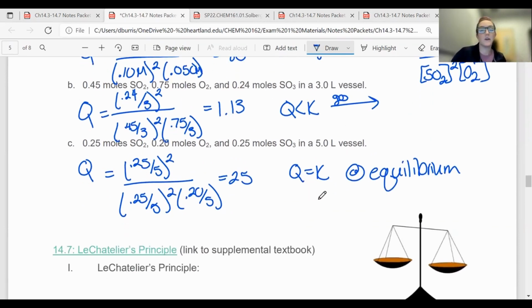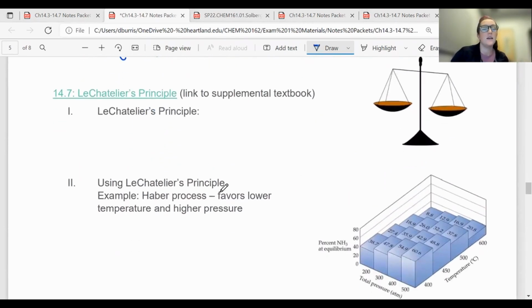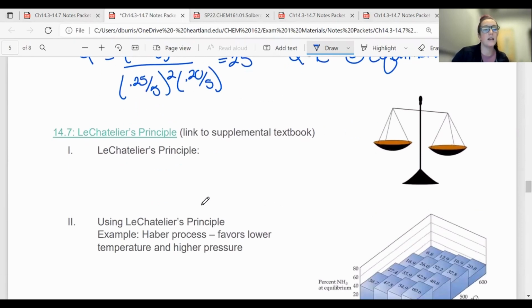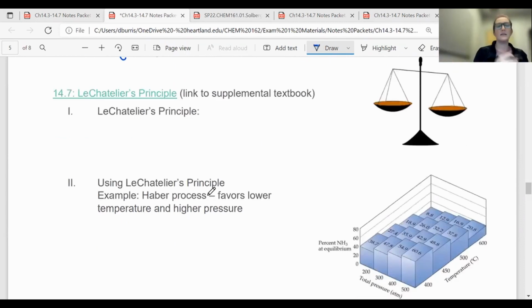Right? So there's actually a very practical application of this, what I'm talking about, and that is Le Chatelier's principle. This is extremely useful for any reversible reaction, to figure out what's going to happen. Is it going to shift forward or shift backward whenever I stress a system? Again, this is not in the textbook, so I provided a supplemental link if you need to go see it.